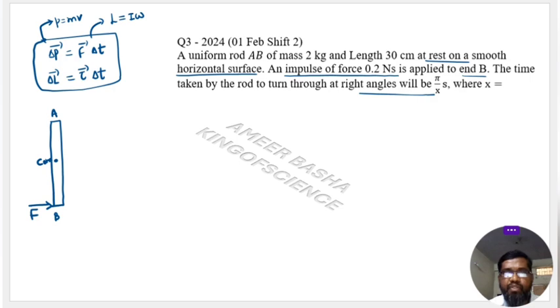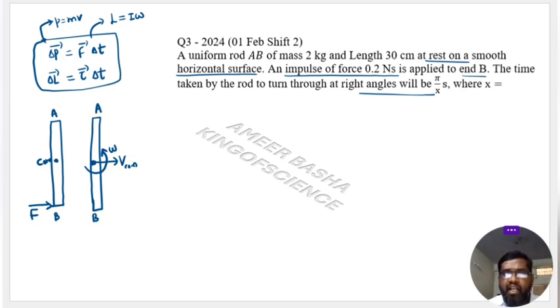Due to this force, the rod translates as well as rotates. It is not only translating but also rotating. Immediately after this, the center of mass is translating, and the rod is rotating with an angular velocity omega. After how much time will the rod have rotated by 90 degrees?